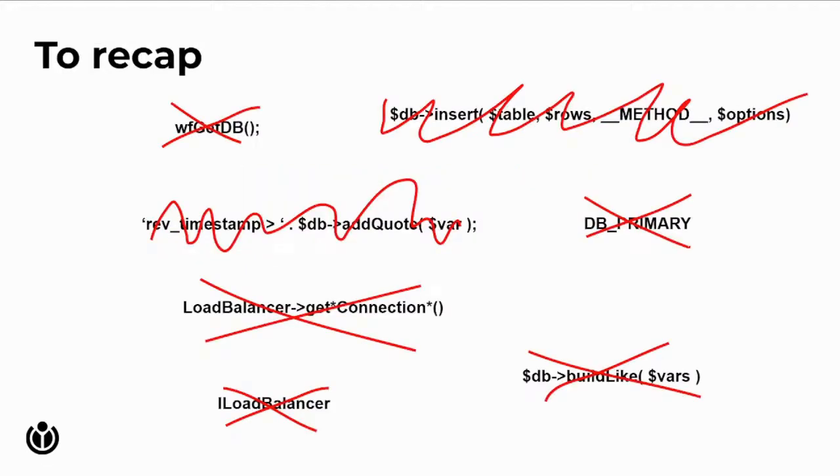To recap, if you see stuff like this, just don't use them. Use the newer things. Like load balancer, for most cases you don't need it. Job Runner and some very niche parts of MediaWiki still need to talk to load balancer, but you don't need to know what load balancer is. Anything related to get connection, build like or build list, anything like that.